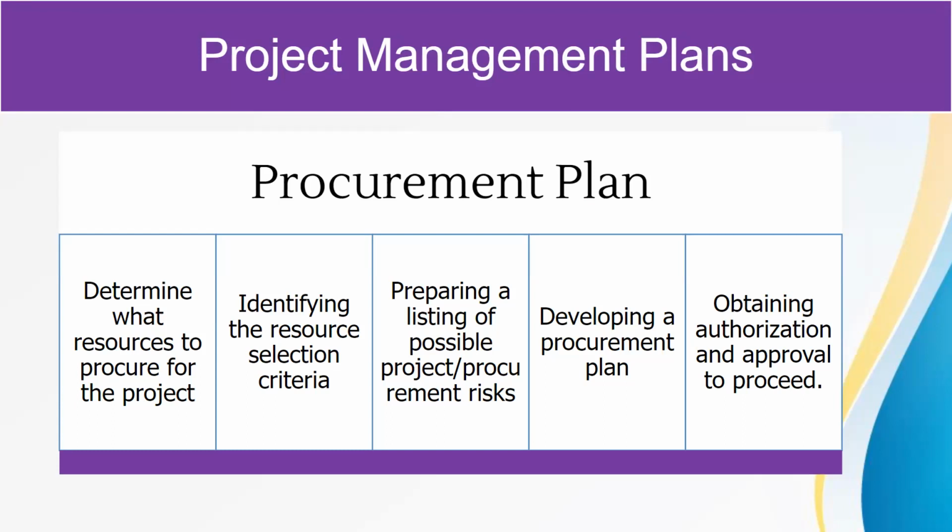The selection criteria must be clearly identified to help you avoid selecting the wrong supplier. That is the purpose of it. It prevents you from selecting the wrong supplier and helps you to select the right supplier and get the right material or resource you need. Preparing a list of possible project procurement risks is also very important. What are some of the potential risks?